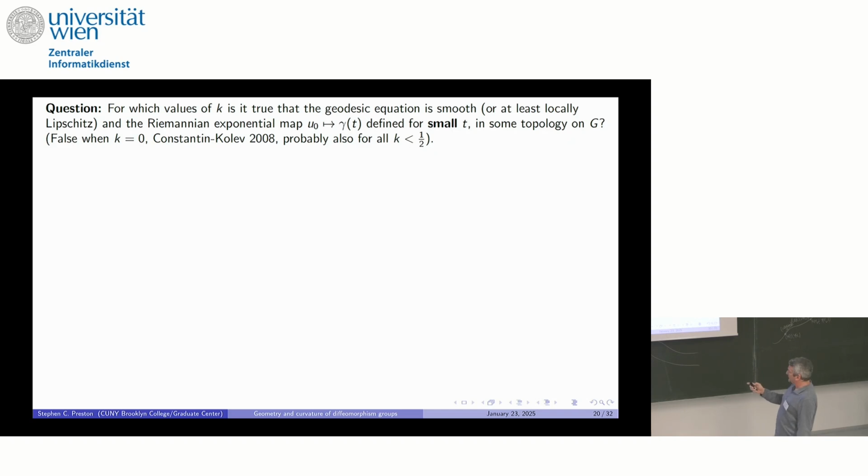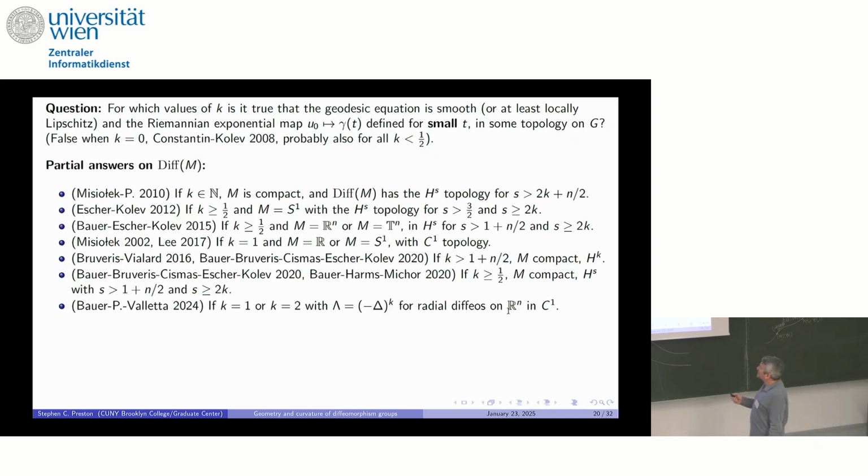So the first question is, for which values of k is it true that the geodesic equation is smooth so that at least you'll get local existence of solutions? It's certainly false when k equals 0, like I showed you. It's probably also false for k less than 1/2, but I don't think anyone knows. I don't think there's a proof of that. So here's some partial answers.